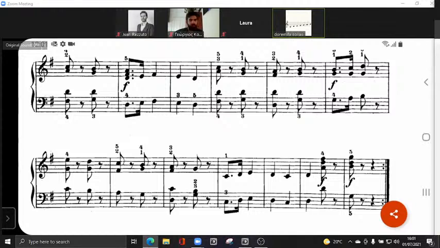And well, finally, we have again the monophonic texture. So there you can use clarinet. And finally, a perfect authentic cadence.